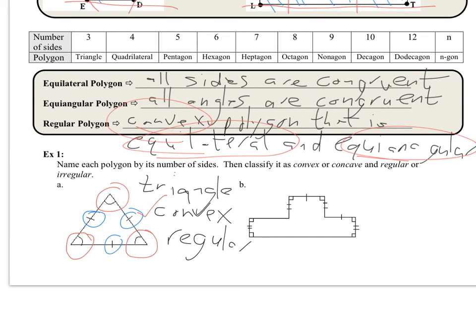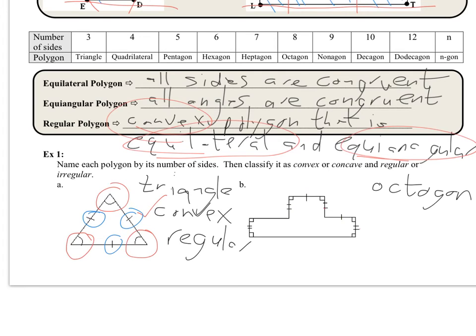Now in part B, it asks us to identify the polygon by its number of sides. So in this problem, it has 1, 2, 3, 4, 5, 6, 7, 8 sides. So that means this problem is automatically an octagon. So since it has 8 sides, this kind of polygon is an octagon.